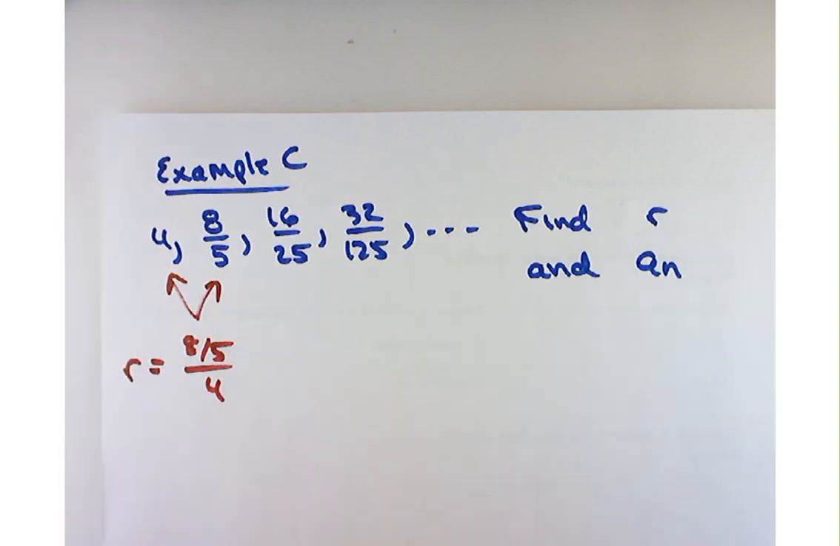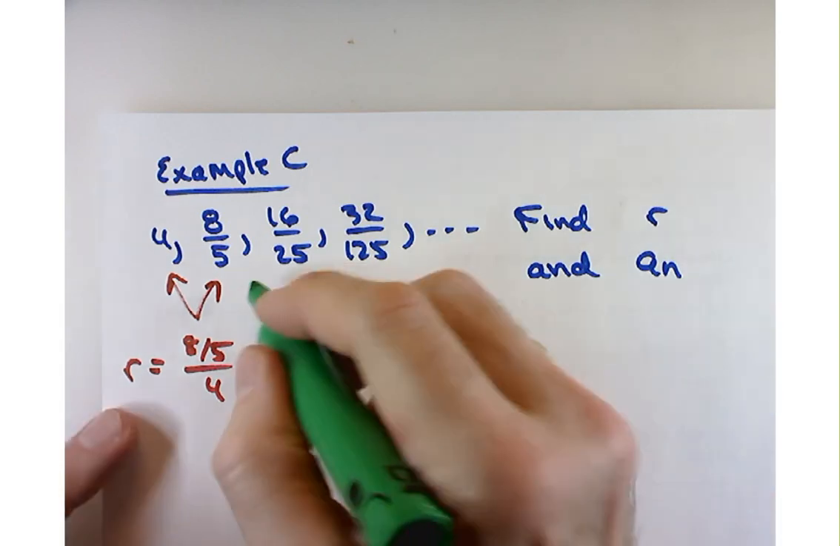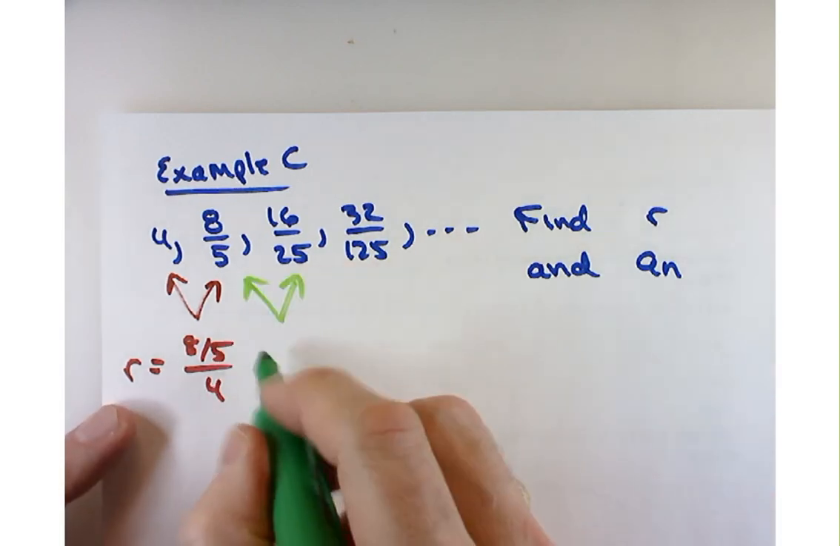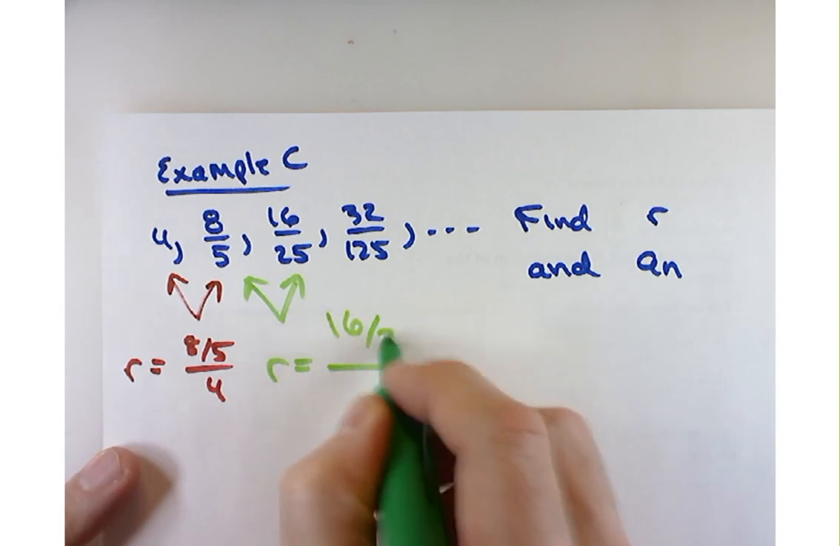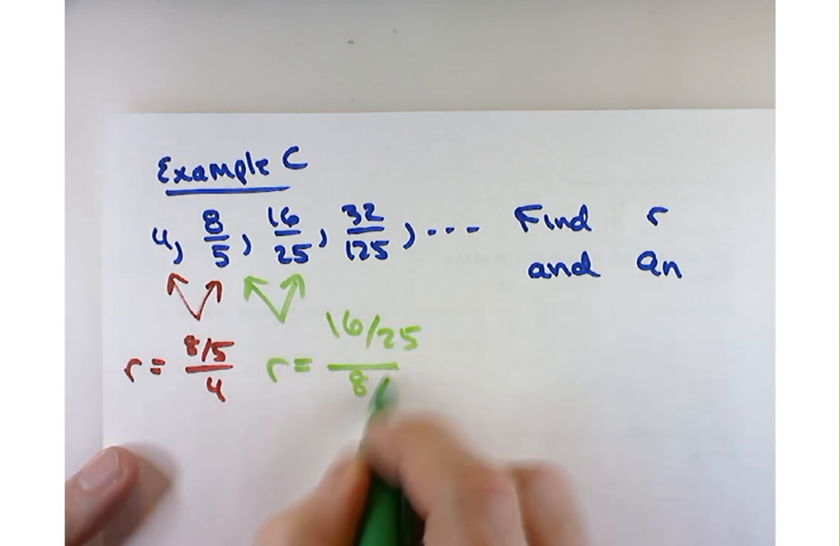And then you've got to make sure that you have a consistent common ratio. So I should have that common ratio again. How would I calculate r for this one? 25 over 8 over 5. Perfect. 16 over 25 divided by 8 over 5.